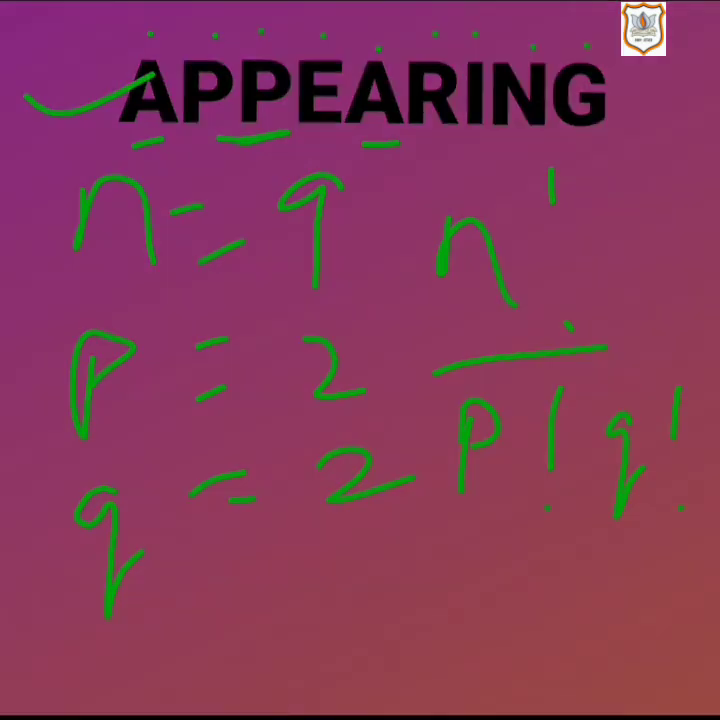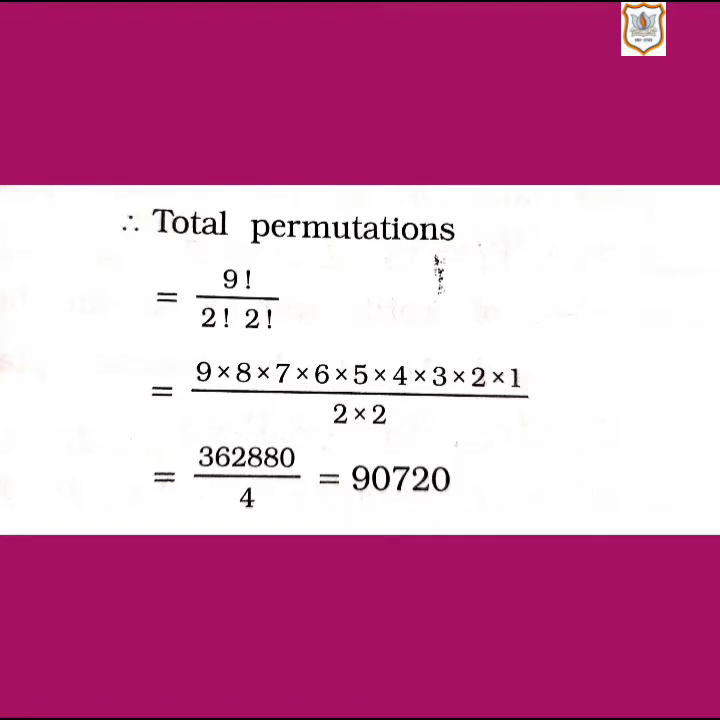Any other letter that is repeating? No. A and P are repeating. So the formula will be N factorial upon P factorial multiplied by Q factorial. Now let's put the values and solve the arrangements of word appearing. So the total permutations will be 9 factorial upon 2 factorial multiplied by 2 factorial.